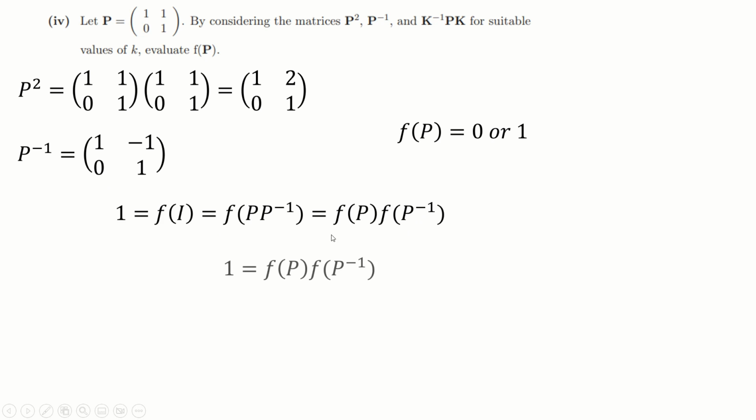So therefore, we have this, which is very similar to the case we looked at before. However, the idea that we need to say here is, if f of p was 0, then this wouldn't work, because f of p inverse couldn't be anything. Nothing times 0 is 1. And f always takes a matrix, and it always gives you out a real number. That's what it said in the very first line. So therefore, f of p can't be 0. It must be 1. And that is the only answer that we'll get. And that was that question. Thank you for watching.